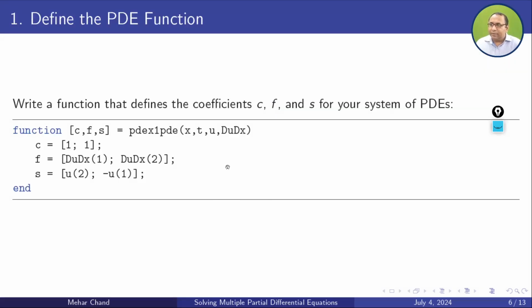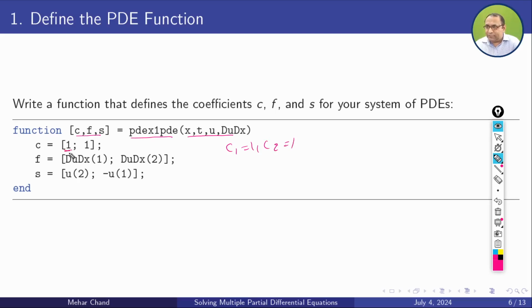Now this is the function which is required to store the values, pdex1pde. These are the input arguments x, t, u, dudx, and these are the output coefficients c, f, s. The value of C1 is equal to 1 and C2 is also 1, so both the values will be stored in c. Then this is the value of F1 and this is the value of F2, and both are stored in f.